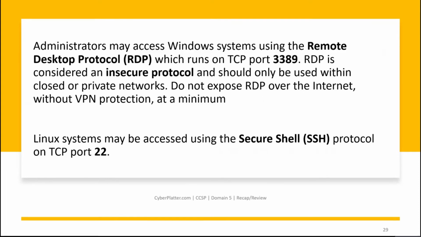Administrators may access Windows systems using the Remote Desktop Protocol (RDP), which runs on TCP port 3389. RDP is considered an insecure protocol and should only be used within closed or private networks. Do not expose RDP over the internet without VPN protection at a minimum. Linux systems may be accessed using the Secure Shell (SSH) protocol on TCP port 22.